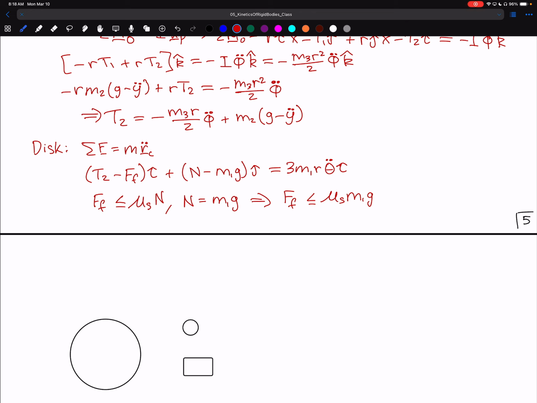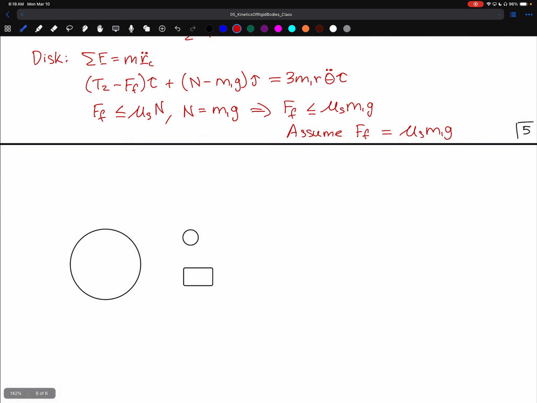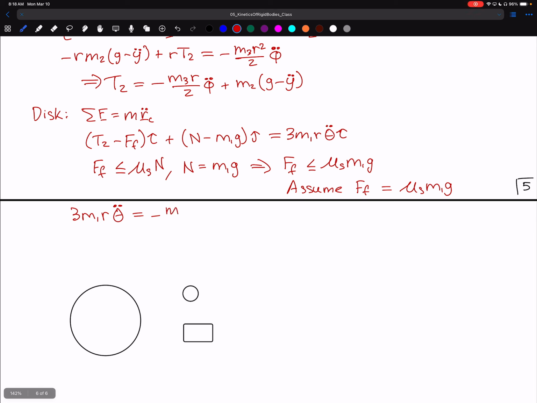Okay, we're going to go ahead and assume that F_f is equal to mu_s m1 g. We're going to solve with that condition. So then we're going to get 3 m1 r theta double dot is equal to, we're going to substitute in for T2 here, minus m3 r over 2 phi double dot plus m2 g minus y double dot. And then we'll bring everything with a double dot in it onto the left-hand side.